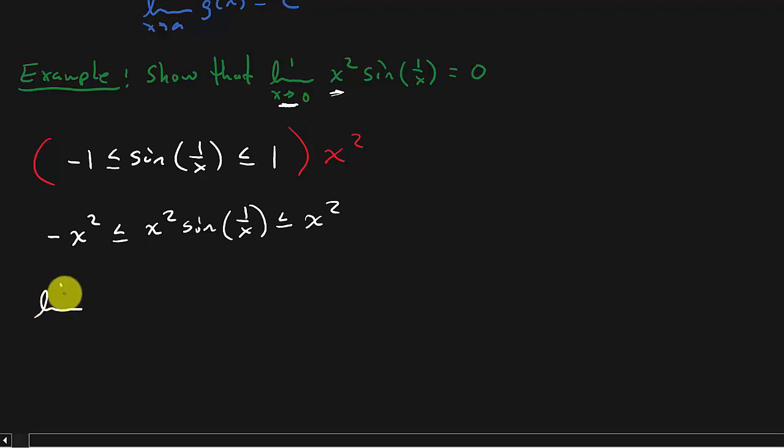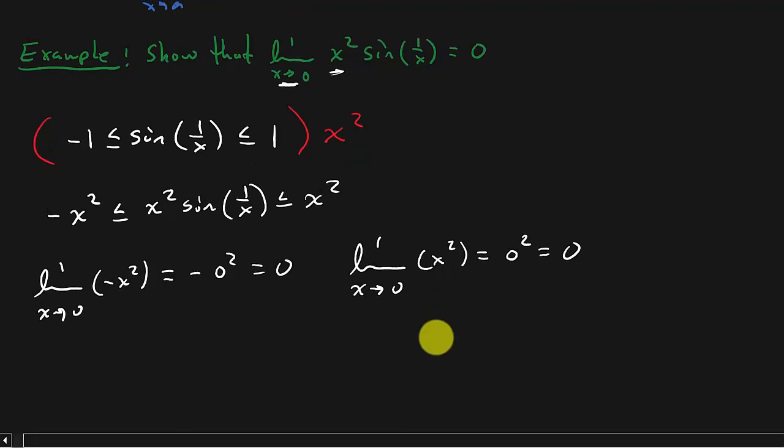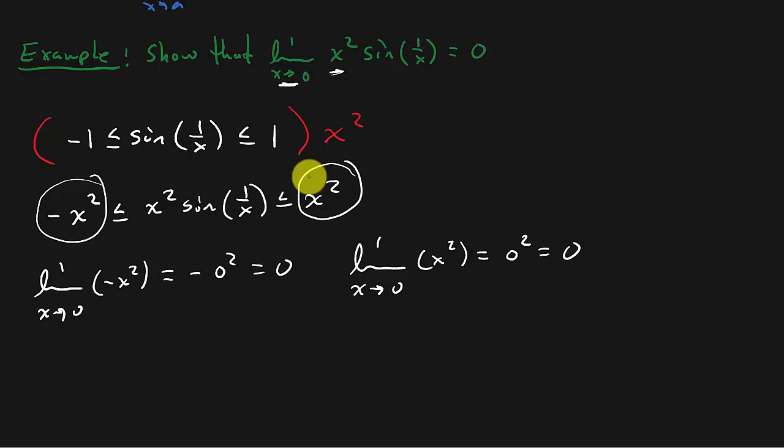So we've got the limit as x goes to 0 of -x squared is equal to -0 squared, which is 0. And then we have the limit as x goes to 0 of x squared is equal to 0 squared, which is 0. So you can see that the limit of this function and the limit of this function as x goes to 0 are the same. All right, you see that?